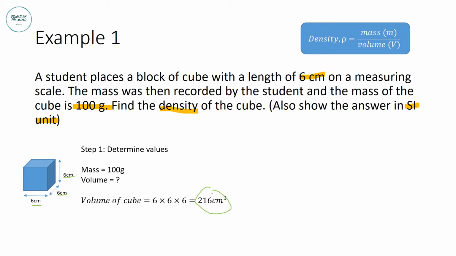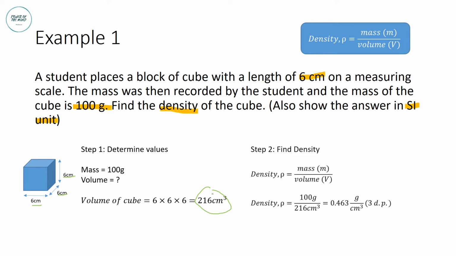Alright, so the second step is to find the density. So density is equal to mass per volume according to this formula that I've given to you. So you just substitute the values inside and you will get 0.463 gram per centimeter cube. Okay, so this 3 dp, it means 3 decimal places. It means the value that I've obtained from my calculator is more than 3 decimal places. So I just limit it down to 3 decimal places. As you can see, 1, 2, 3. Alright, so that's 3 decimal places.